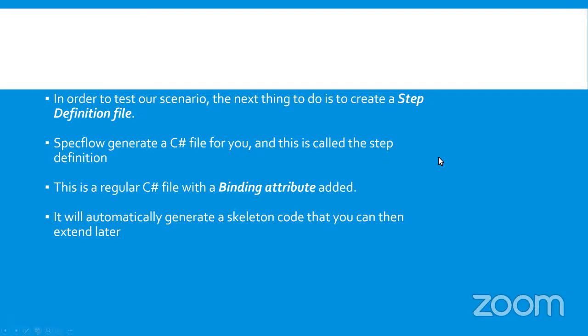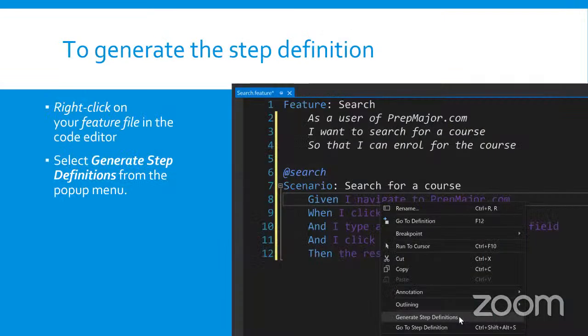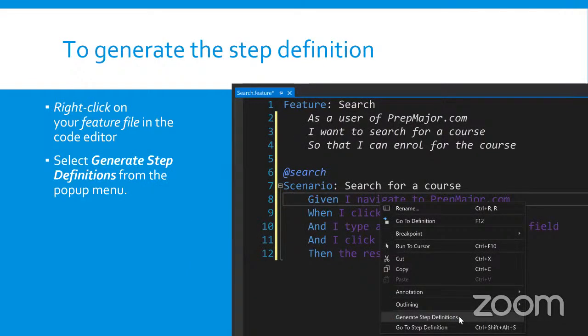In order to test your scenario, you need to create your step definition. A step definition is a C sharp file that is generated by SpecFlow, and you can extend it later. The slide is just saying that if you have your calculator, you can delete it, but if you don't want to delete it, that's fine.